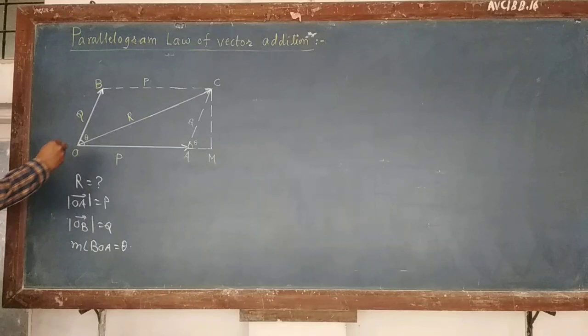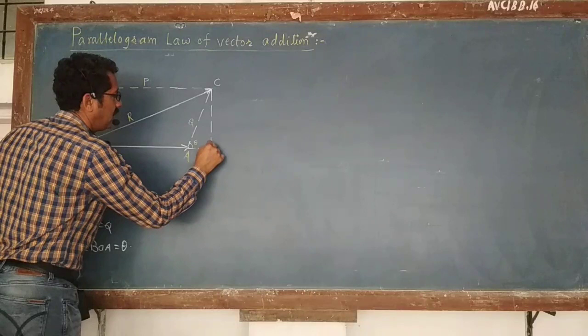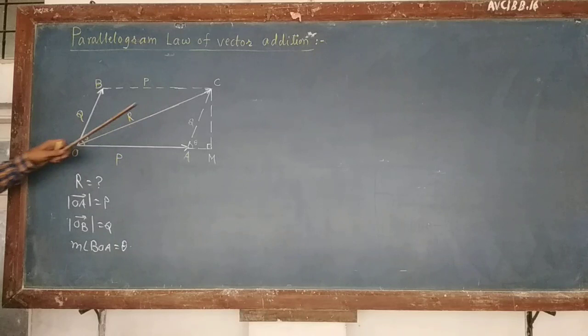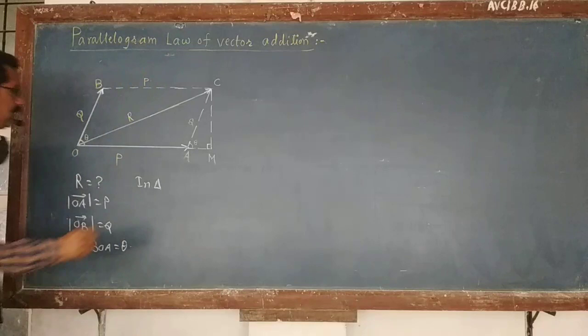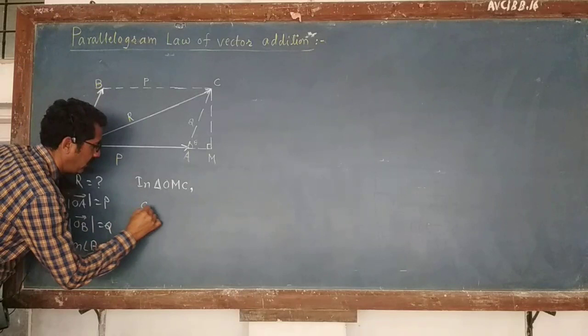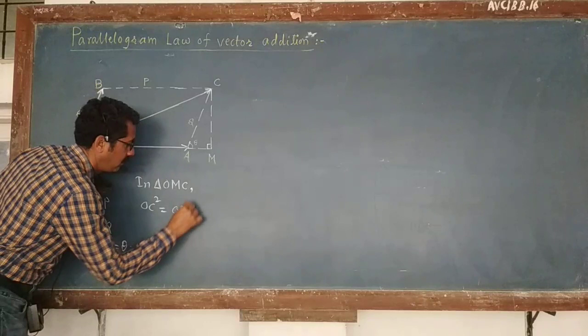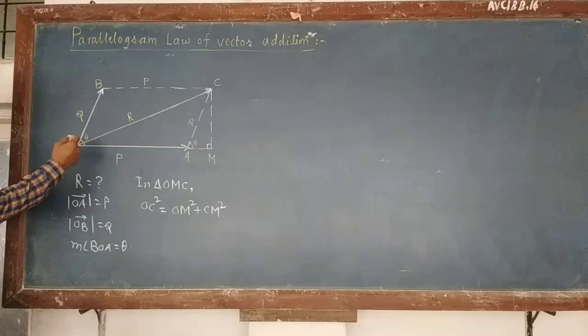Since I want to find the magnitude of OC, I have made this a right angle triangle, and I will use Pythagoras theorem here. According to Pythagoras theorem, in triangle OMC, OC squared is equal to OM squared plus CM squared. Am I right? Yes.